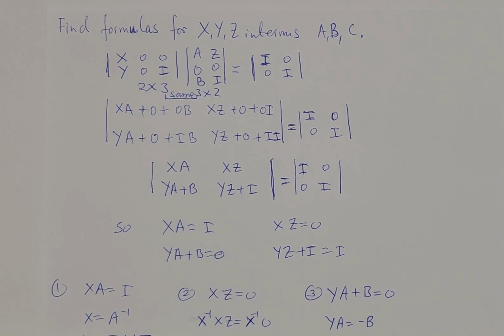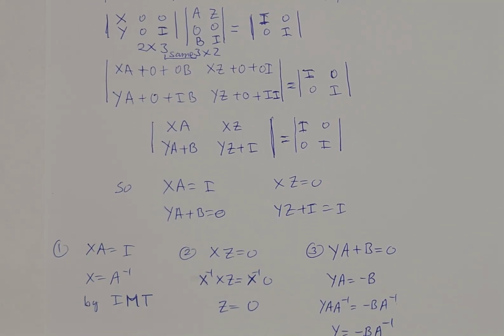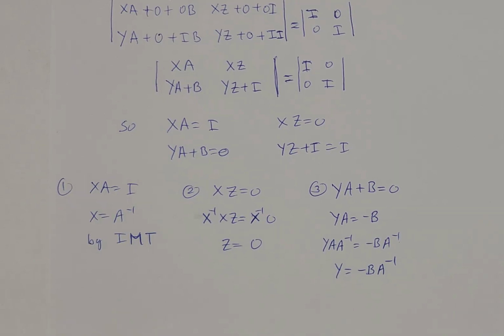Next we will correspond the terms. So xa equals I, which is here, xz equals 0, which is here, ya plus b equals 0, which is here, yz plus I equals I, which is here. Now we need to solve for x, y, z in terms of a, b, c.